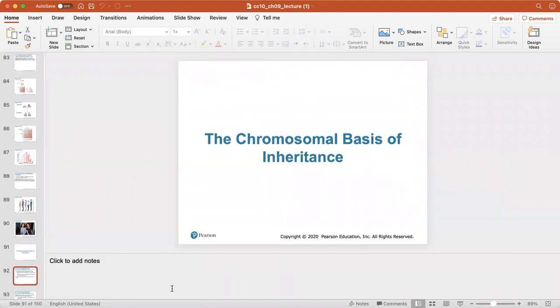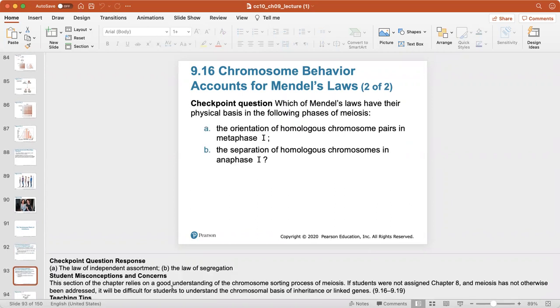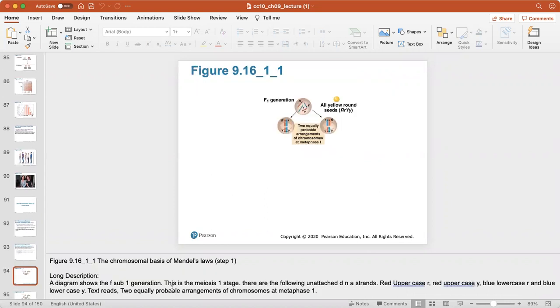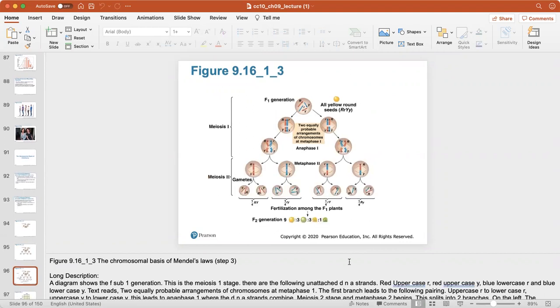And now we'll look at a little bit about the chromosomal basis for inheritance. The chromosome theory of inheritance states that genes occupy specific positions on chromosomes, and chromosomes undergo segregation and independent assortment during meiosis. And Mendel's laws correlated with chromosome separation in meiosis. So here we have a look at the chromosomal basis of Mendel's laws, and just showing how the chromosomes will separate independent of each other to get the different generations.